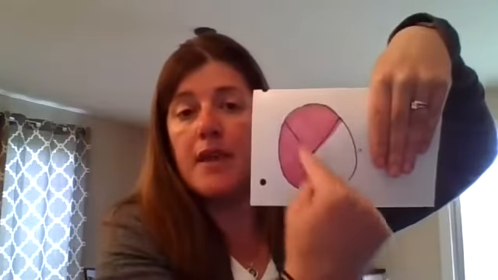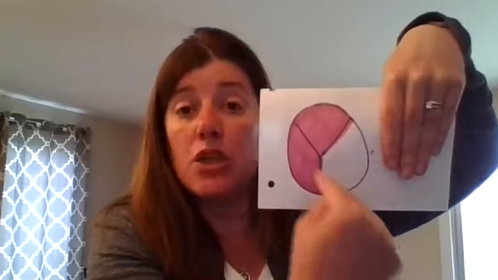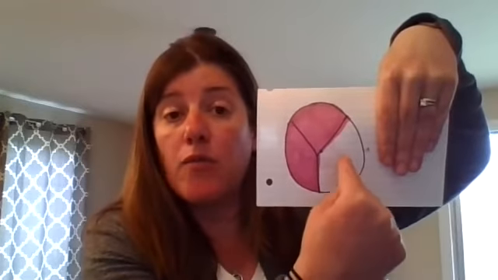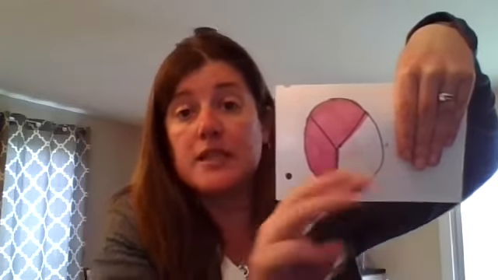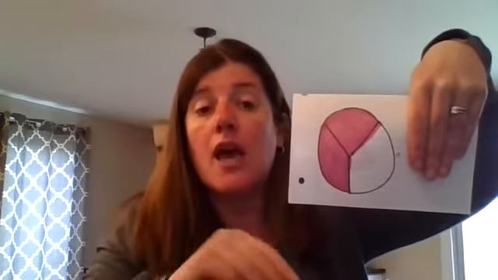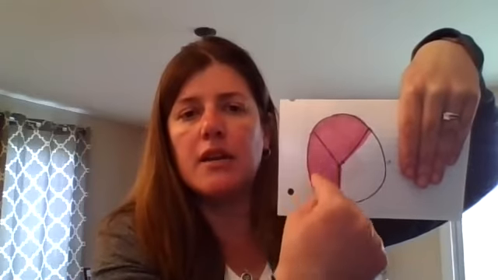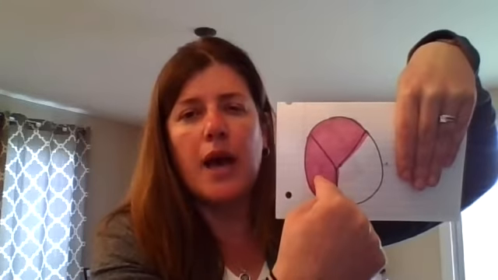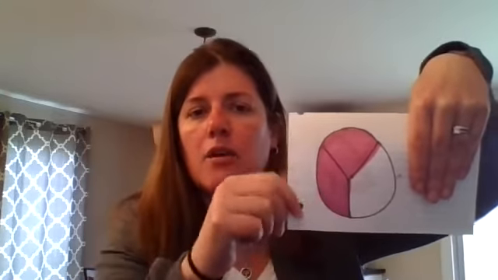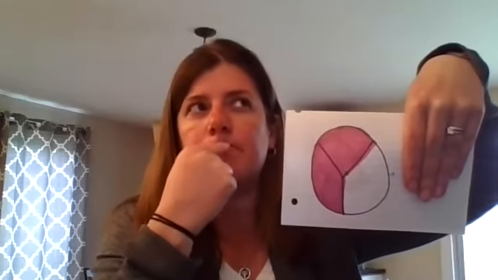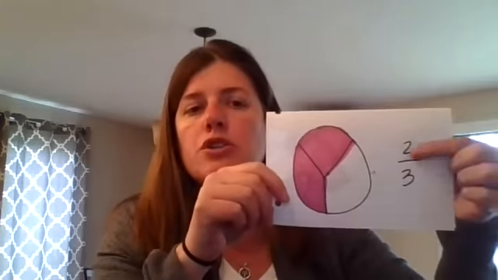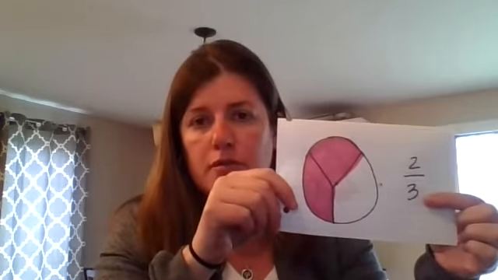Okay, so same circle, same capital Y, because I'm splitting it into thirds. And we see that we have 1, 2, 3 pieces, so that's thirds. And how many are shaded? So how would we say that? We'd say 2/3, okay?